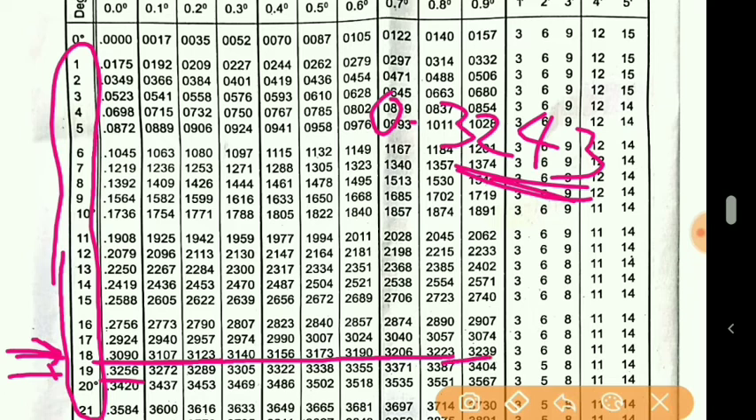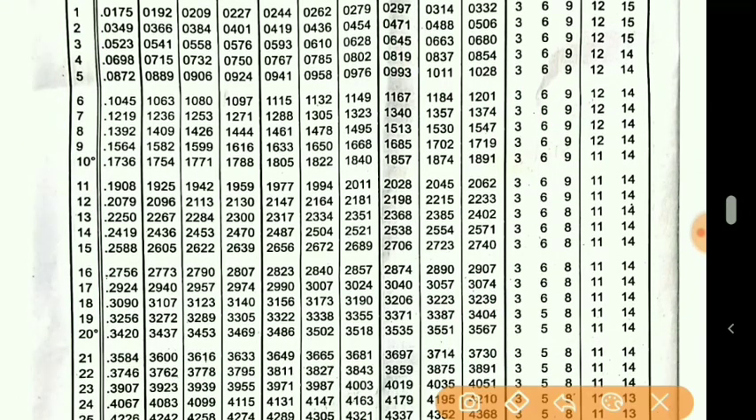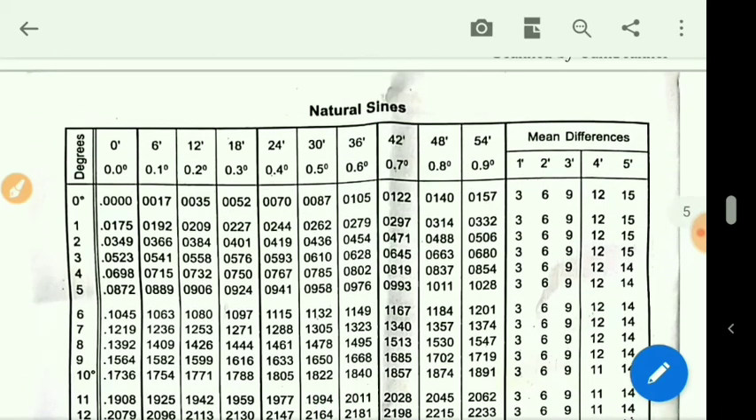So 0.3239. Here I got the nearest value, but still if we add this 3 to it, then we will get 39. This 39 plus 3 will give us 42, and I hope this can be considered. So we got this value at 18 degree, and let us check for the mean difference.